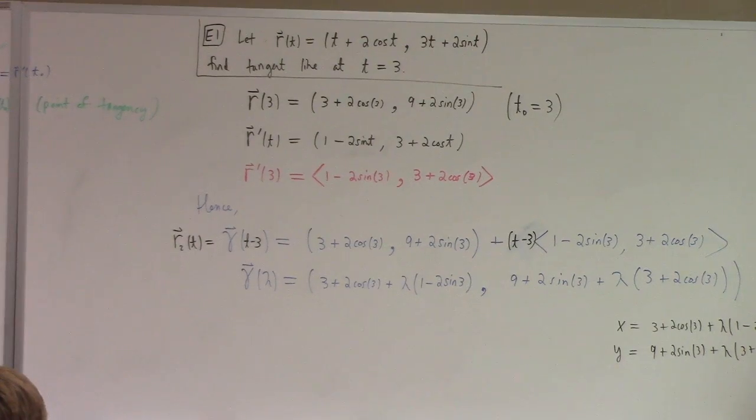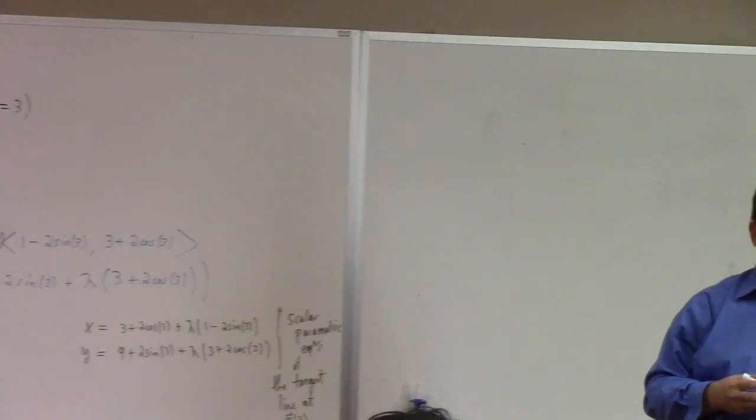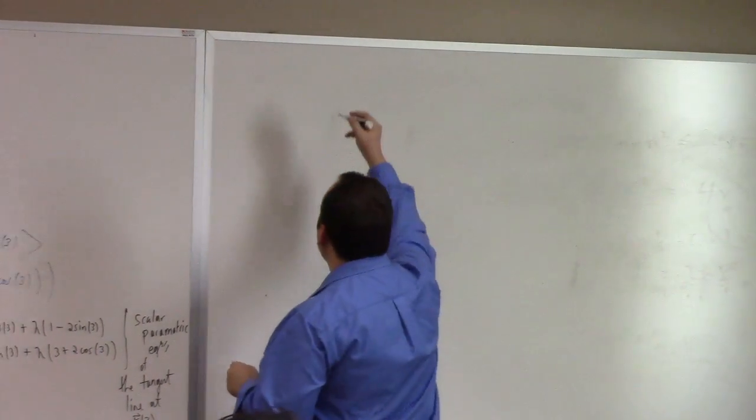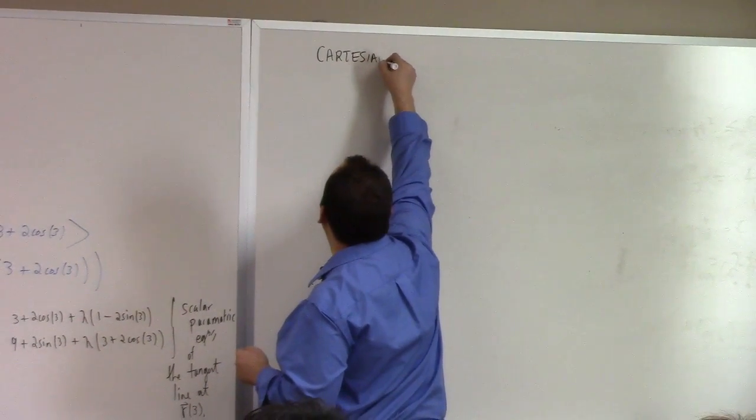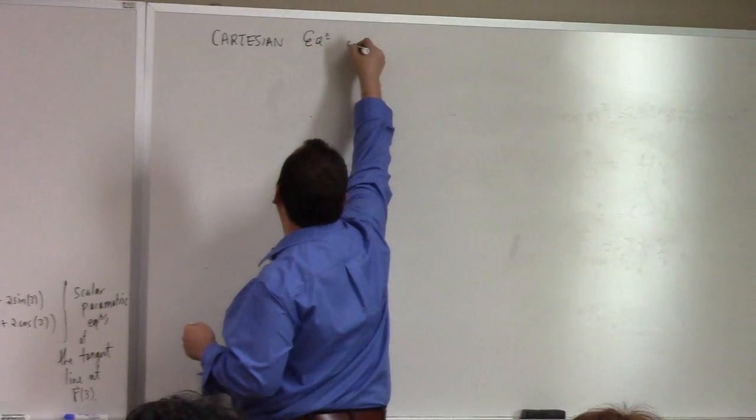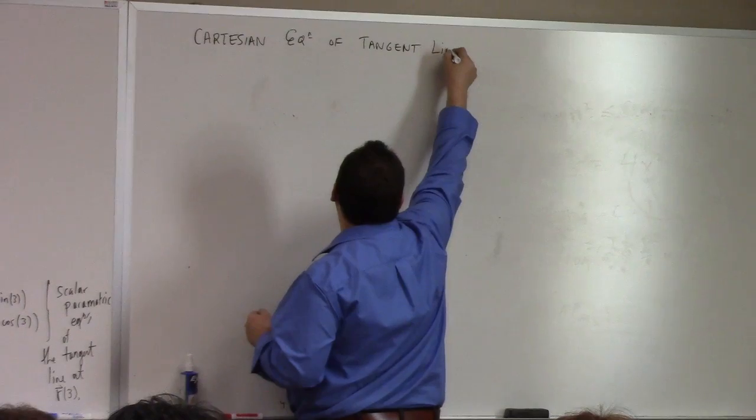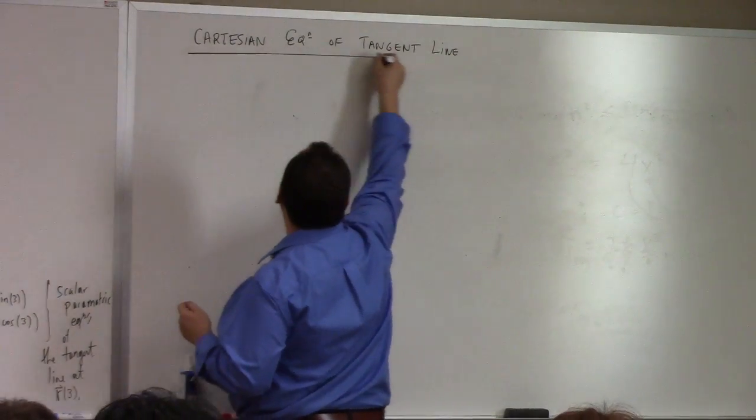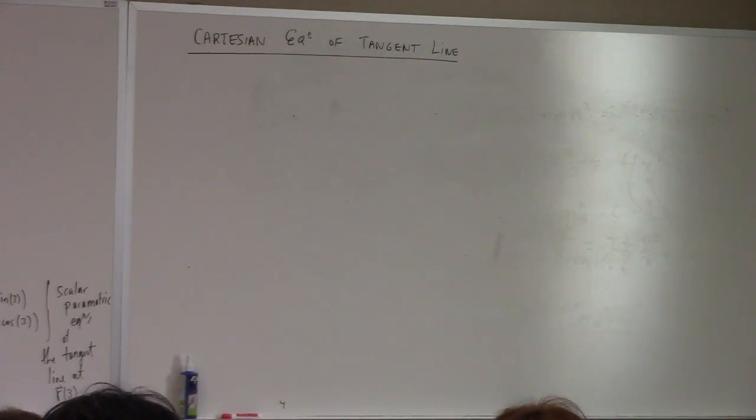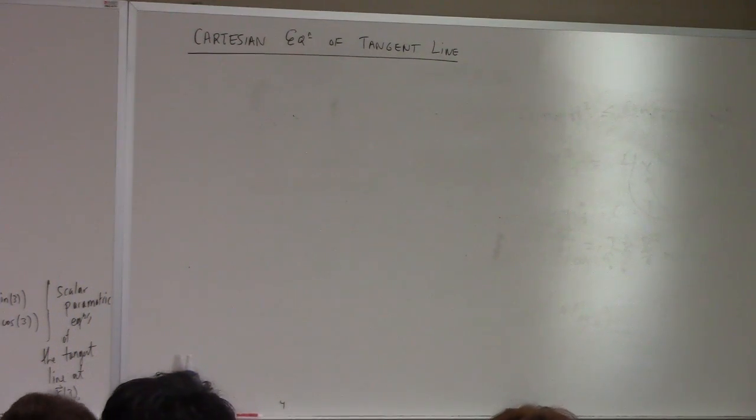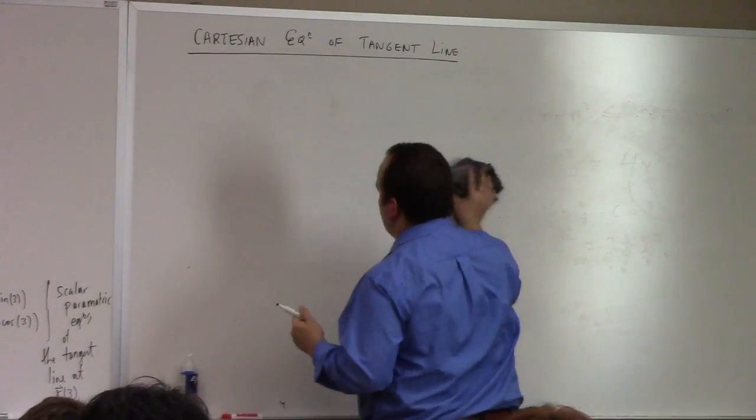Okay, so what's the Cartesian equation of the tangent line? Can you guys figure out how to find that? So, what did we just have? Let me just work it out symbolically for you in the general case. It's not that complicated, really.